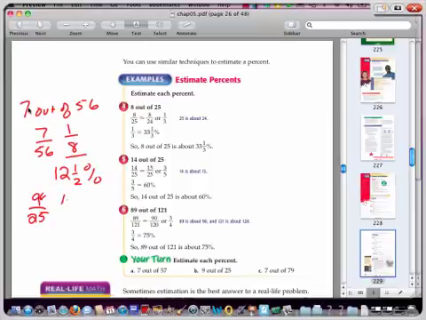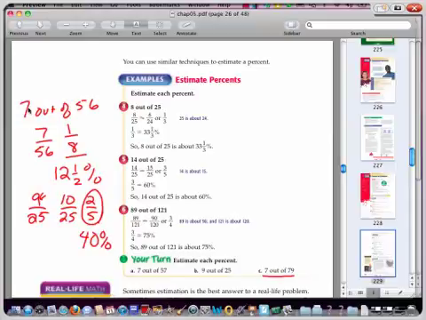Let's say instead of 9, we've got 10. So let's say 10 out of 20. Now it becomes really simple. So I take 5s out and I get 2/5, and I know that 2/5 is going to be 40%. And let's do the last one, and I've got 7 out of 79.